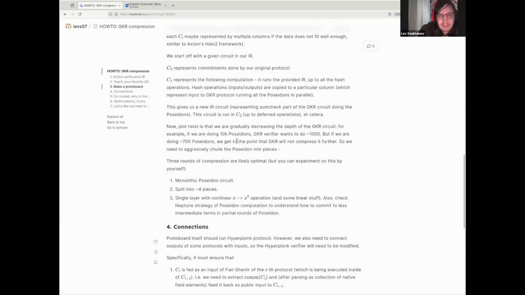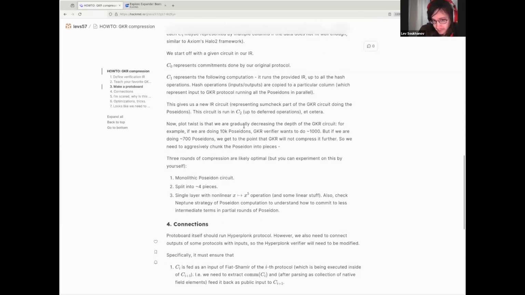For example, imagine you are doing 10K Poseidons. Then the GKR verifier wants to do roughly 1,000 Poseidons, and this is normal. If you want to do 10K Poseidons, you can run GKR, and you will compress it to only 1,000 Poseidons. But if you are doing something around, I don't know exact number, but roughly 700, you will get to the point that the GKR verifier also wants to do 700 Poseidons. So instead, we will aggressively chunk the Poseidon into pieces.